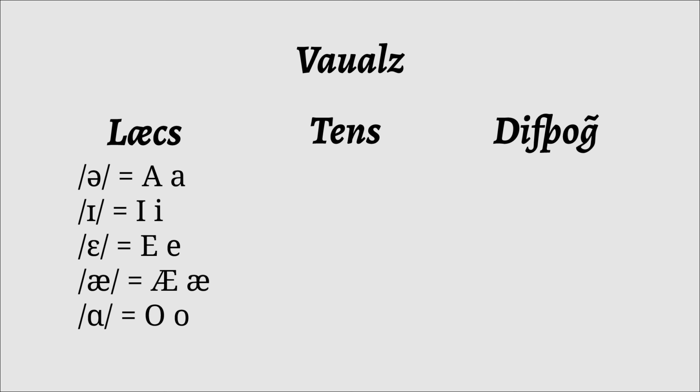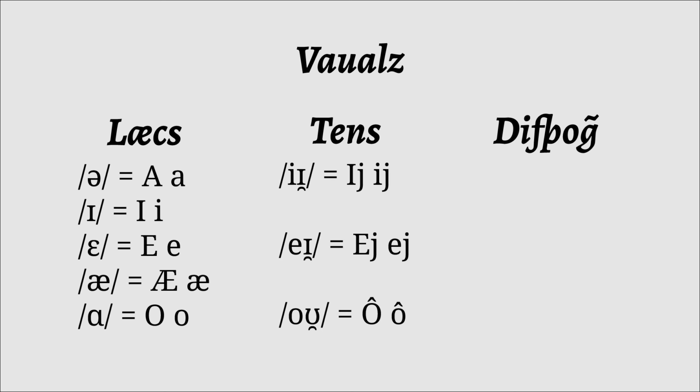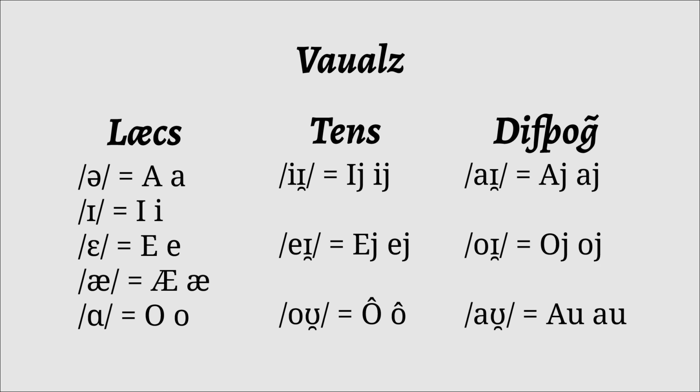The schwa will be written with A, while the rest of the lax vowels are written with their general Latin vowel, with the addition of ampersand for a and o for aw. For the tense vowels, J is appended after I and E, while O takes a chevron over an O. The diphthongs I and oi are represented with the digraphs AJ and OJ, while the diphthong AU is written with the digraph AU.